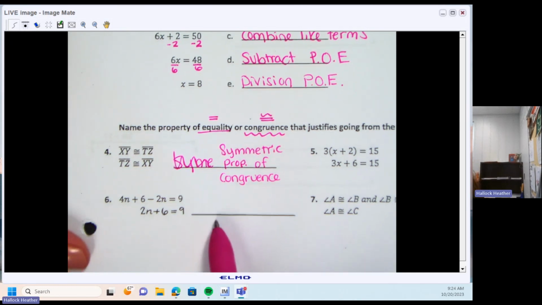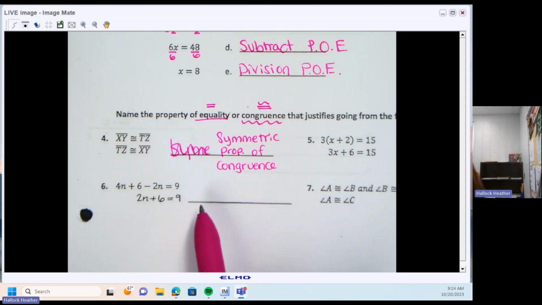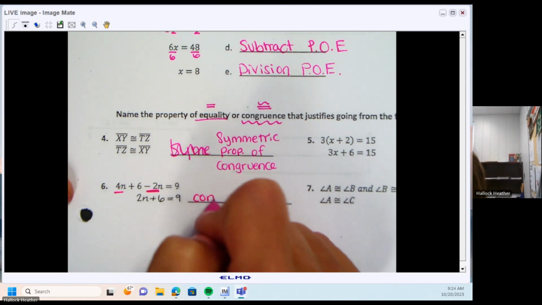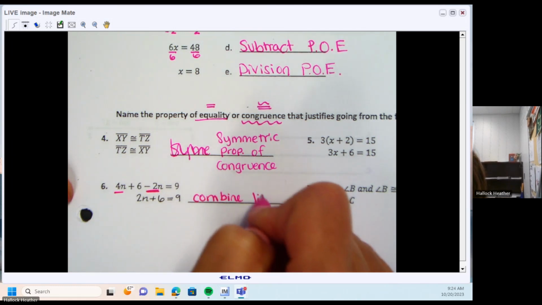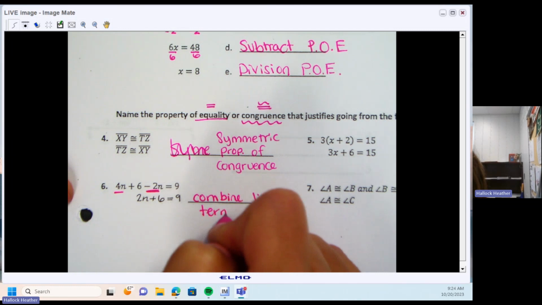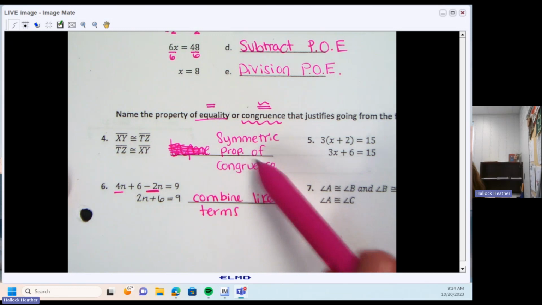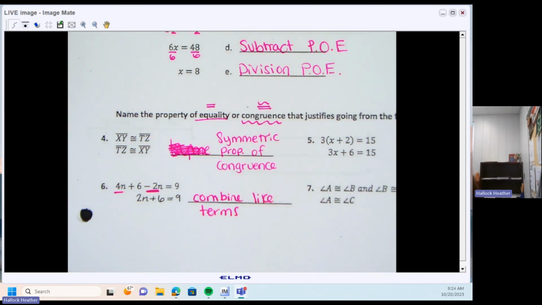Let's do number 6 just because it's like right below it. Number 6 says 4n plus 6 minus 2n equals 9. And then it goes 2n plus 6 equals 9. So what did they technically do? Combine like terms because they combined the n's. It says, this is like a scribble that says symmetric prop of congruence or symmetric property of congruence.